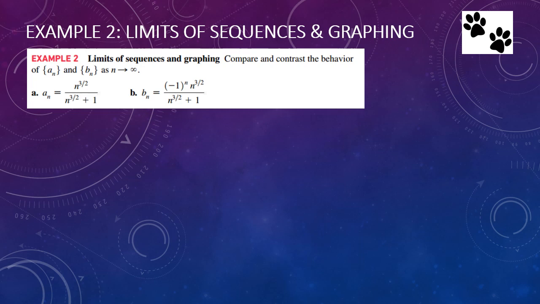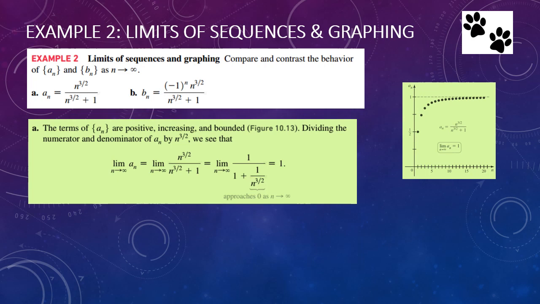So let's look at our next example. Example 2, limits of sequences and graphing. Compare and contrast the behavior of a sub n and b sub n as n goes to infinity. Well, if we look at a sub n, if we divide the numerator and the denominator by n to the power of 3/2, we get 1 over 1 plus 1 over n to the 3/2 right here. And of course, as n goes to infinity, 1 over n to a power goes to 0, so we have 1 over 1, which equals 1.